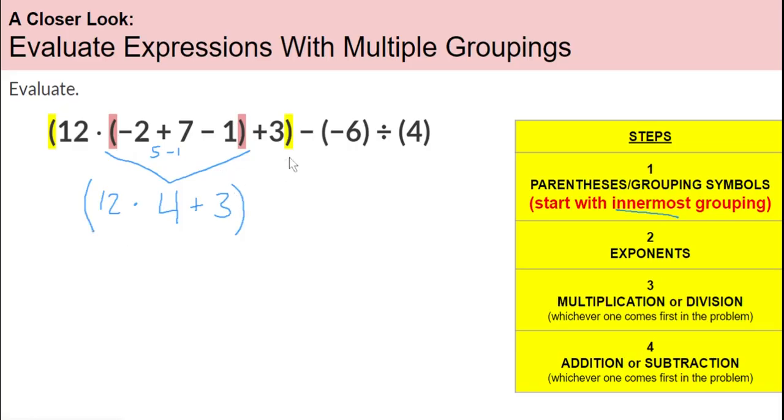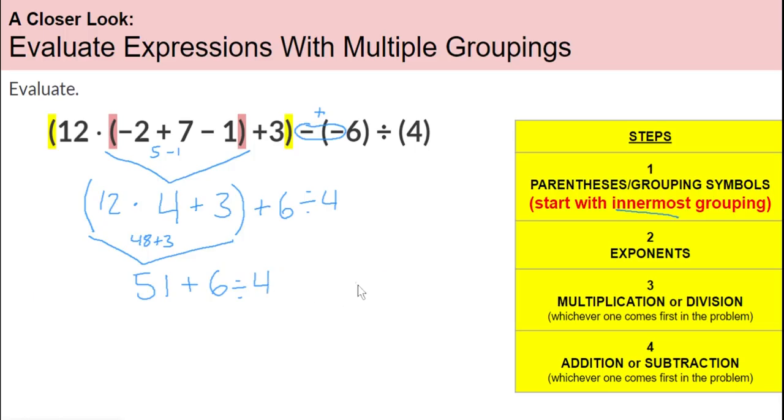Okay, also, while we're at it, you might see some double signs. As I'm dropping this down, I'm going to change that. A negative and a negative, a double negative like that will be a positive. So instead of minus -6, I'm going to plus 6 and then divide it by 4. Okay, so let's solve our next parentheses. 12 times 4 plus 3. 12 times 4 is 48. So this is like saying 48 plus 3. 48 plus 3 equals 51 plus 6 divided by 4.